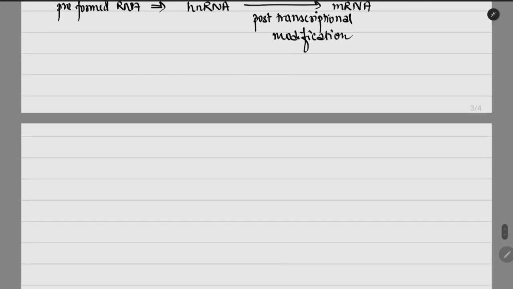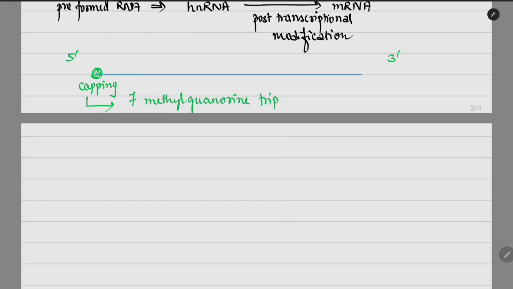Some points, like, if I consider this is an HnRNA, there is the formation of one at the 5' site, and this is the 3' site. At the 5' site, there is capping by the 7-methyl guanosine triphosphate.